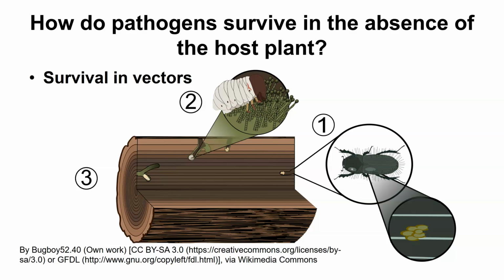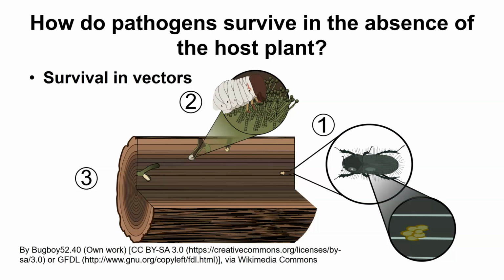How do pathogens survive in the absence of the host plant? It can survive in a vector. This is a picture of what we call ambrosia beetles. The little beetles basically come out, they burrow in, mama lays the egg. As mama lays the egg, the area gets contaminated by the fungi that mama carries on her outside. The little guys that feed on the wood, they also are in close contact with the pathogen. As they do that, the pathogen gets on them.